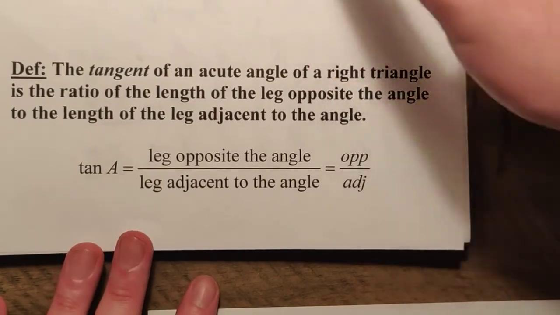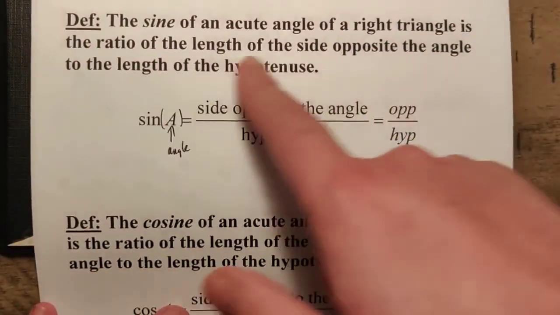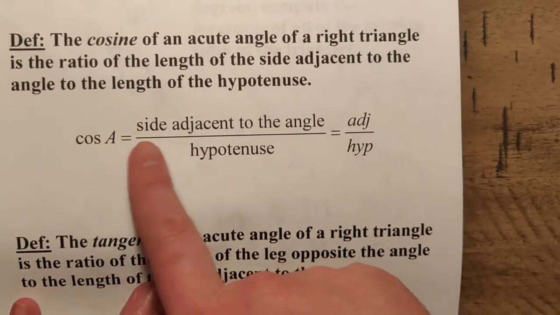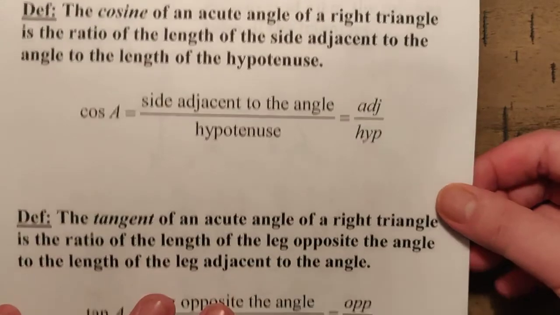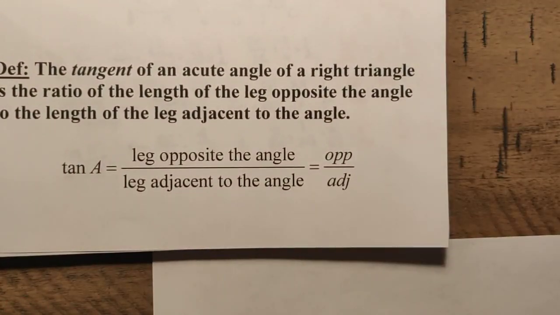So we have ourselves our sine, cosine, and tangent. I'm just going to review really quickly here. The sine, again, is opposite over hypotenuse. The cosine is adjacent over the hypotenuse. And then the tangent is opposite over adjacent. And you should be just fine.